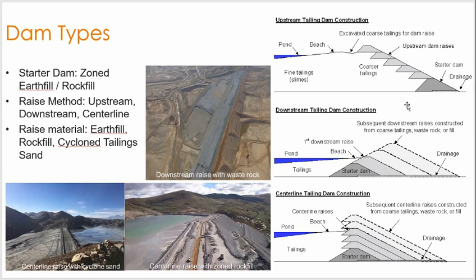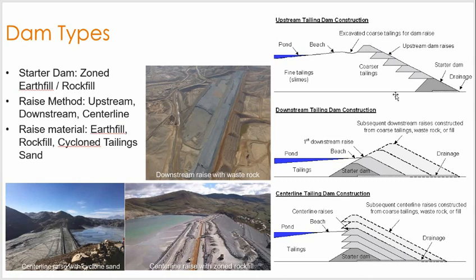And then over the years, you're going to raise the facility, and you have a few options on how you might raise it. The first option is the upstream raise that you see there at the top. That involves placing your dam raise on top of tailings that have already been deposited. Now, this is a very cheap method because you really don't have much fill material to use for each dam raise.